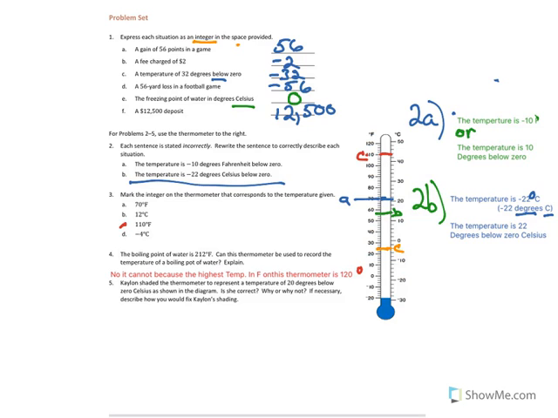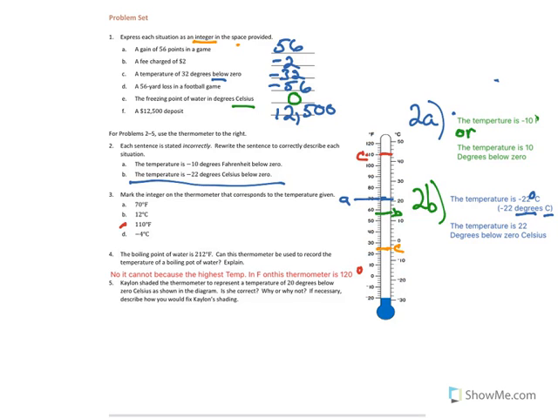All right, 5 says that Kaylan shaded the thermometer to represent a temperature of 20 degrees below 0 Celsius, as shown in the diagram. That's what they see right there, that blue on the bottom there. Is she correct? Is that at 20 degrees below 0 on Celsius? And if not, tell me why she's not. And then if you can, how would you fix this? So this is a real short answer question.